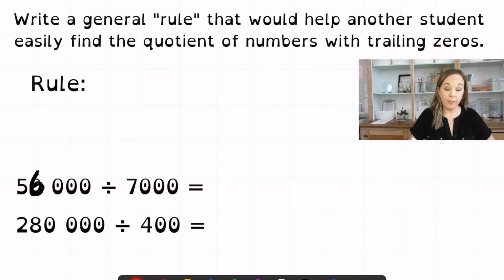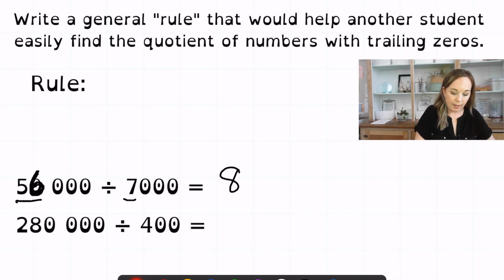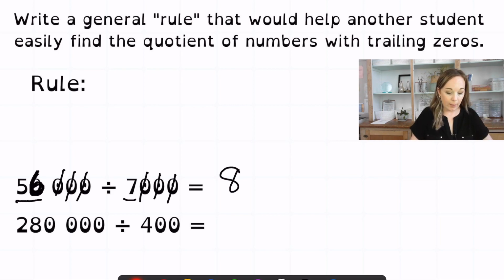Okay, so for the first one, 56,000 divided by 7,000. First, we're going to look at the non-zero numbers. So 56 divided by 7 is 8. So we still know we're going to have an 8 in there. So as a general rule, we could say divide the non-zero numbers. And then we can eliminate any extra zeros as long as we're eliminating the same number on each side. And since I was able to eliminate all extra zeros, I don't have to put any zeros in my answer because 7,000 goes into 56,000 the same number of times that 7 goes into 56. They are equivalent questions.